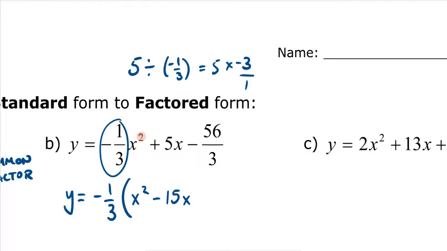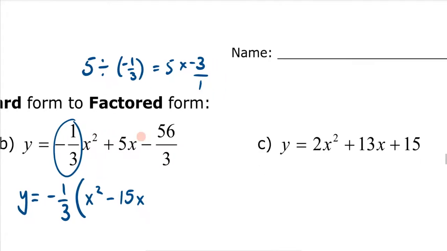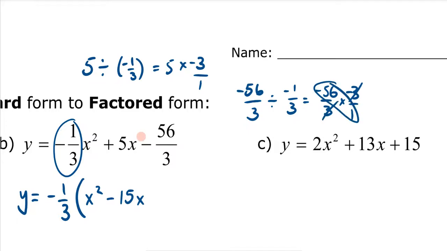And 56 over 3 divided by 1 over 3. So again, on the side, you could do this. Negative 56 over 3 divided by negative 1 over 3. The same thing as saying negative 56 over 3 times the reciprocal, negative 3 over 1. 3's cancel, and I'm left with negative 56. So minus 56. Oh, sorry, don't forget the negative times negative, so positive 56, plus 56. I forgot the negative, there's a negative over here.